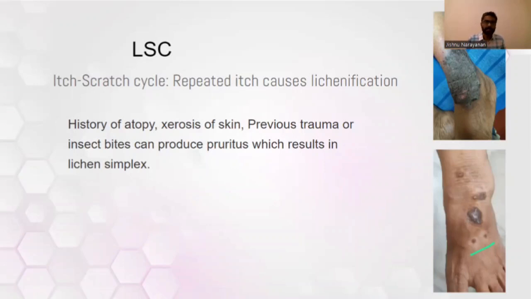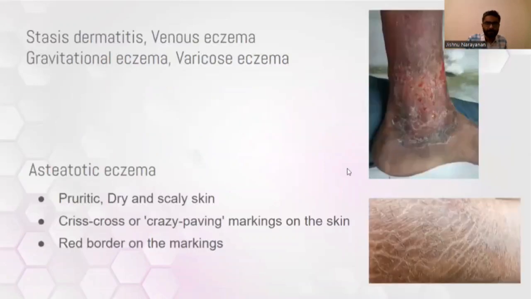So this is another condition, and we'll just go through most of the common conditions of eczema. Stasis dermatitis or venous eczema is again a very important and common condition, usually happening over the malleolus areas, and it happens very acutely. Even though the pathology will be there for a long time, the condition actually worsens very abruptly.